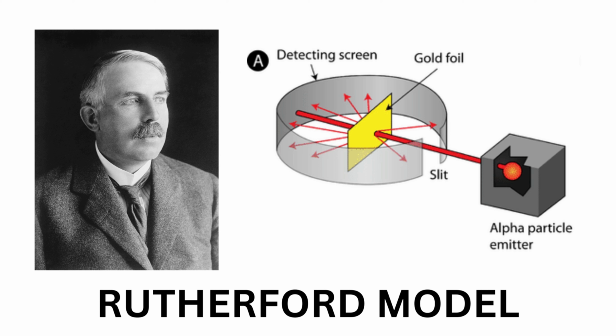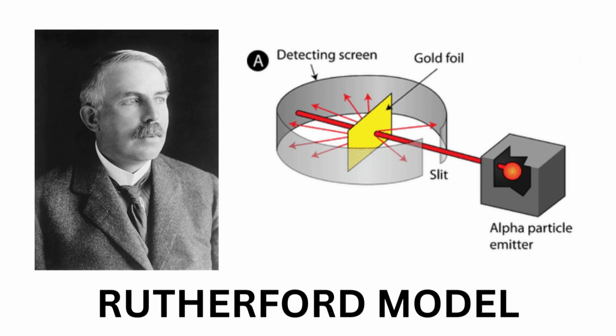So, what were the observations made by him? Most of the fast moving alpha particles passed straight through the gold foil. Some were deflected by small angles. Surprisingly, one out of every 12,000 particles appeared to be rebounded. In the words of Rutherford, this result was almost as incredible as if you fire a 15-inch shell at a piece of tissue paper and it comes back and hits you.